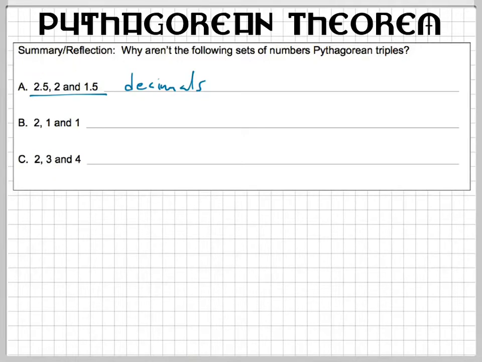Is this a Pythagorean triple? Why not? It doesn't satisfy the theorem. Yep, it doesn't work with the theorem. And is this a Pythagorean triple? No. Why? Same thing. Let's do a double line to represent the same thing. Good job.